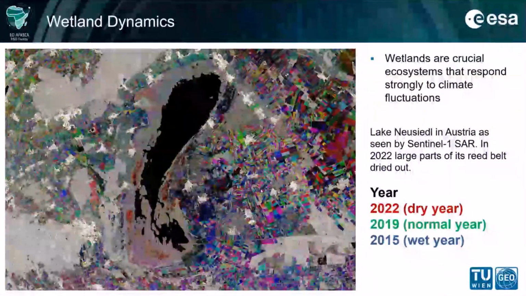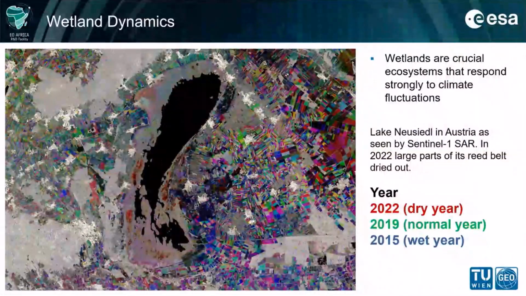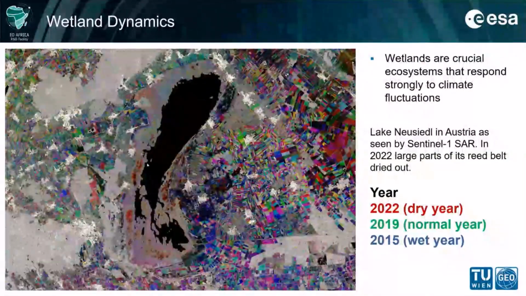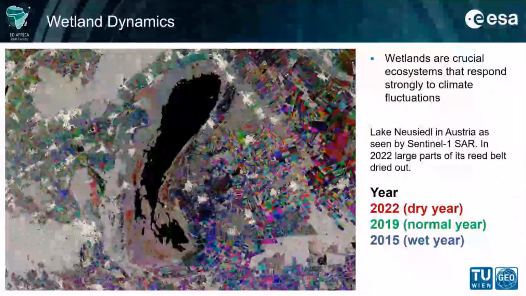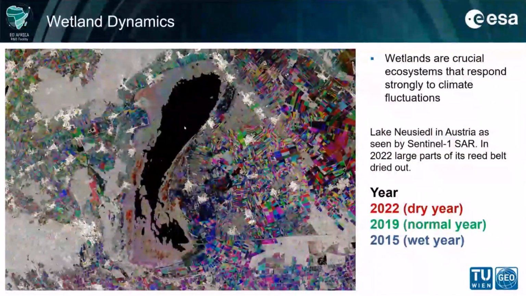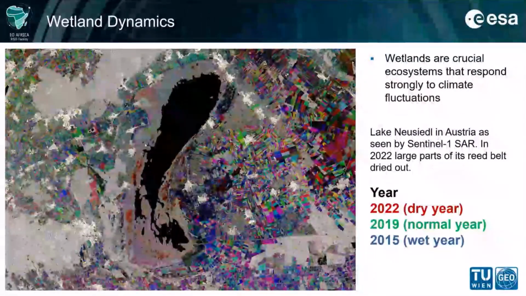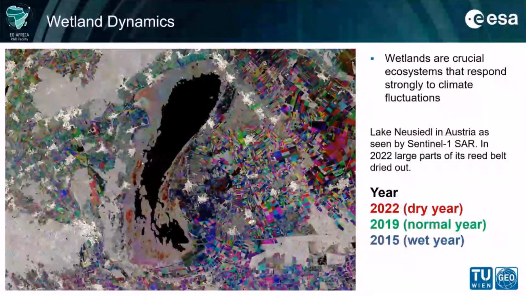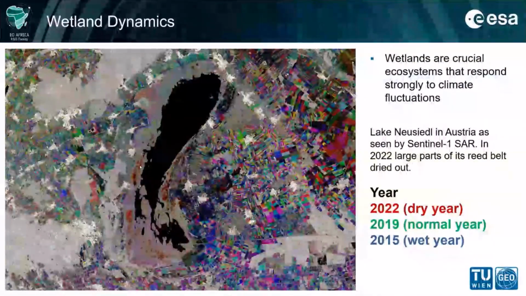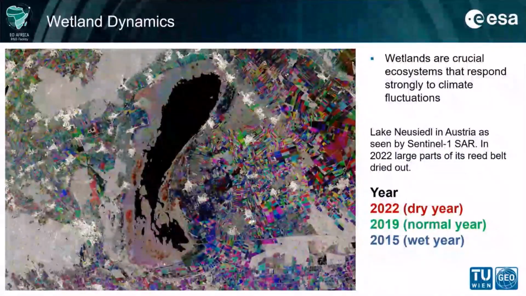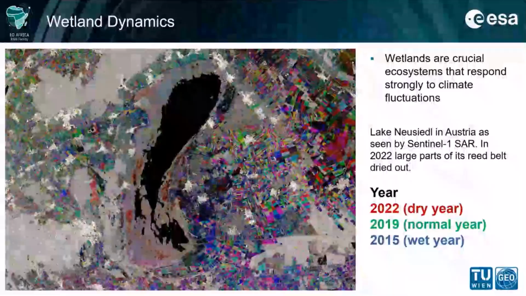Another example for what this could mean for the environment, I show here for Austria. This is a wetland area around the lake Neusiedl. Around the lake, there are wetland areas. This is reed. In 2022, the lake water levels were so low that many areas within the wetland area were completely dried out. This is then seen by increased backscatter from that area. So water has all disappeared from those parts, having an effect on the ecosystem and on bird life in those areas.